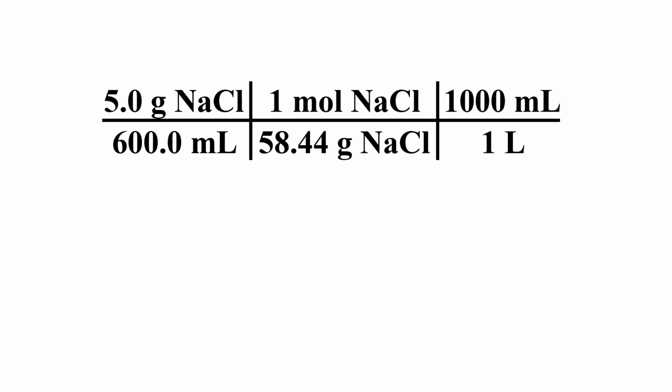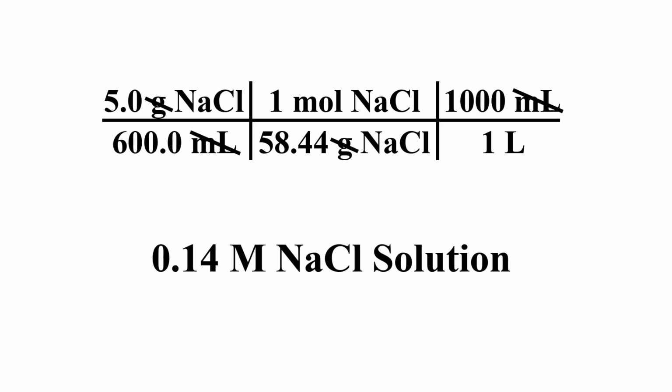In your calculator, you can multiply the 5 grams times 1 mole times 1000 milliliters and divide that total by the 600 milliliters and the 58.44 grams of sodium chloride. As you can see, the molarity for this solution is 0.14.